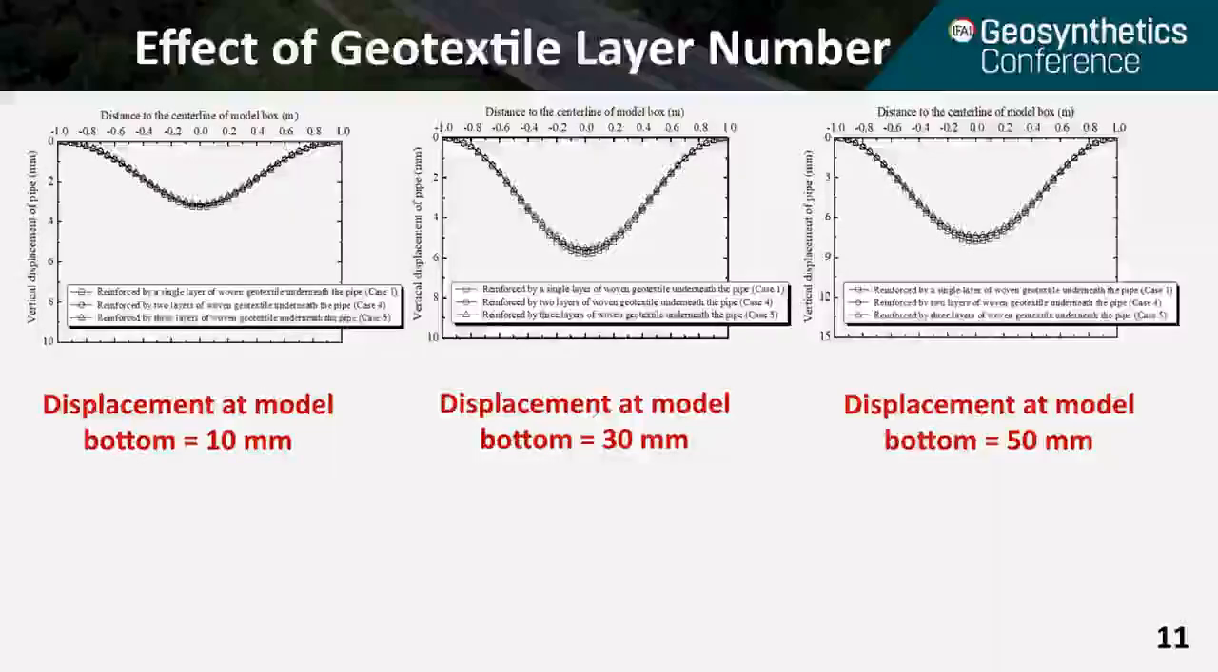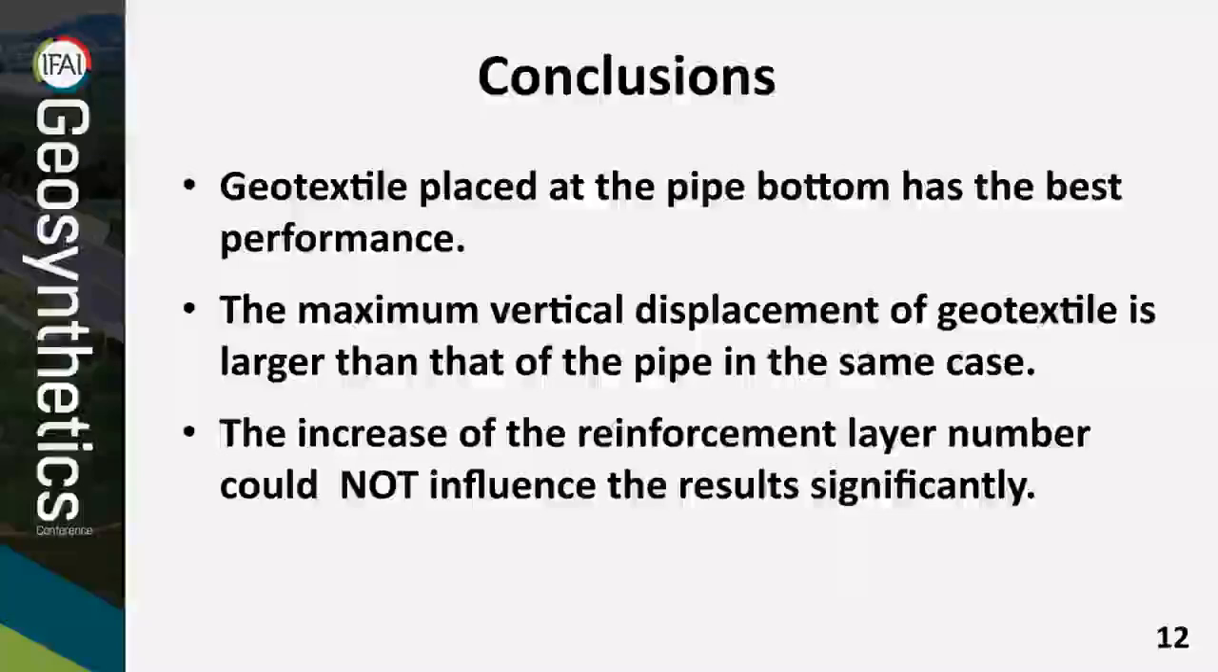So the three figures show three different maximum displacements of the model bottom. You can see that for those three cases, single layer, two layers, and three layers, the vertical displacements are almost the same. In other words, the effect of the reinforcement layer number is insignificant. So, to reach the most cost-effective solution, we should only use single layer reinforcement.